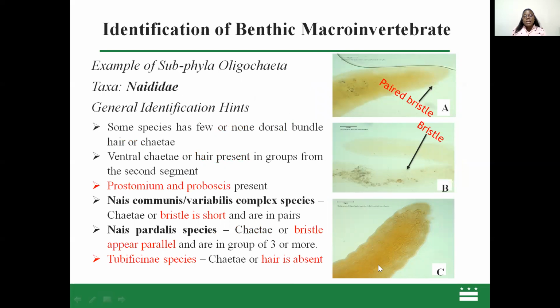Here I have 3 examples of oligochaetes, the subphylum oligochaetes. The first one, we see that they have paired bristles, and the second one also has bristles all over the body, and the third one lacks bristles on the body. So these are some features we can use to identify or differentiate between some of these organisms while we try to sort and identify them in the lab.